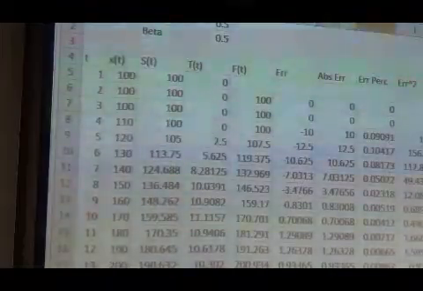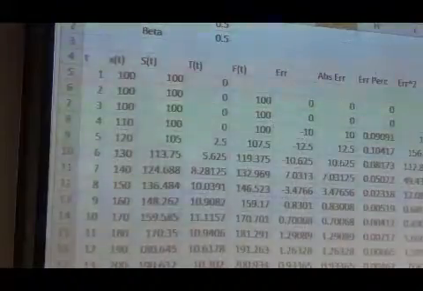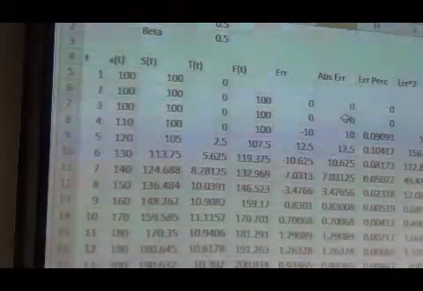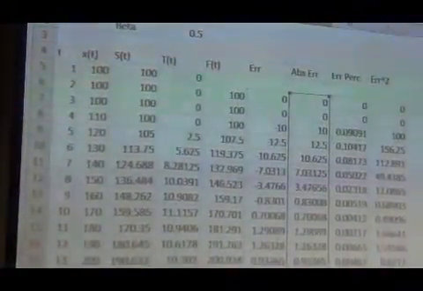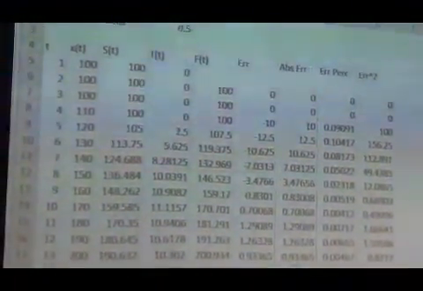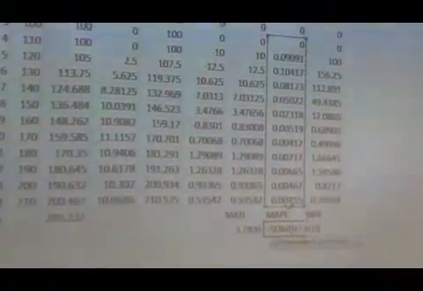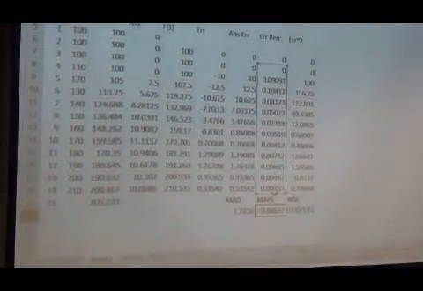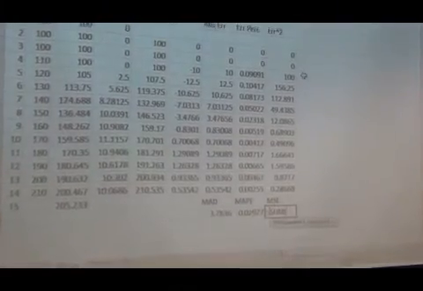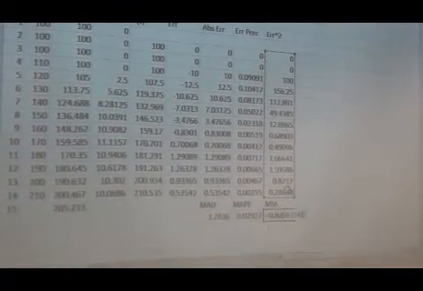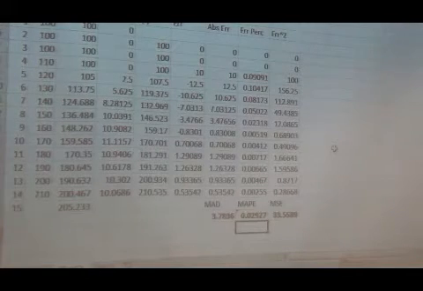And from that we can compute MAD, MAPE, and MSE as the sum of the absolute errors divided by their count. So here we have, what, 13 values. Or the sum of percent errors divided by their count, or the sum of square errors divided by their count.